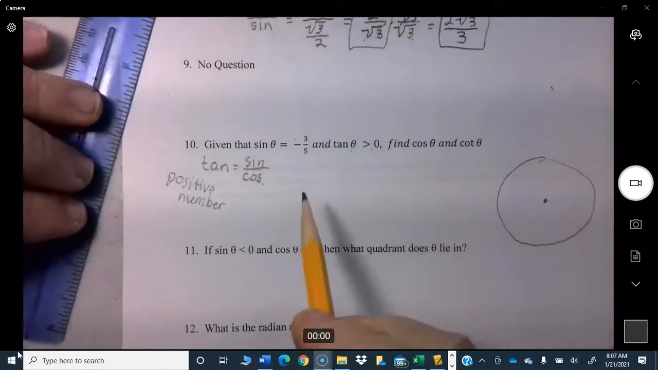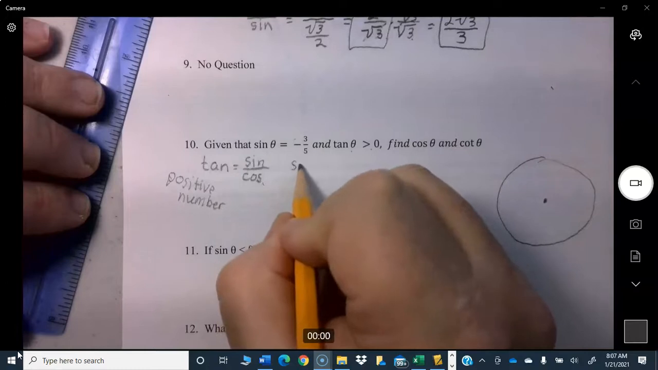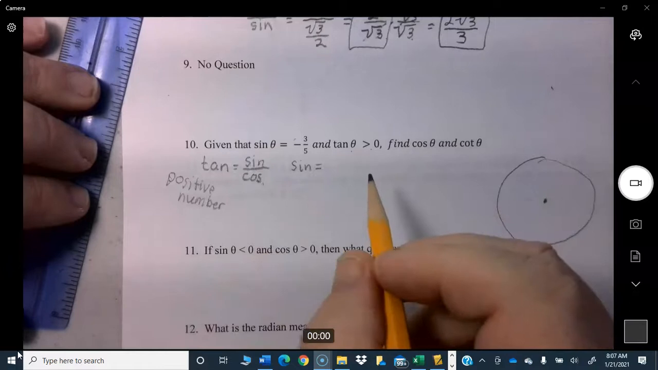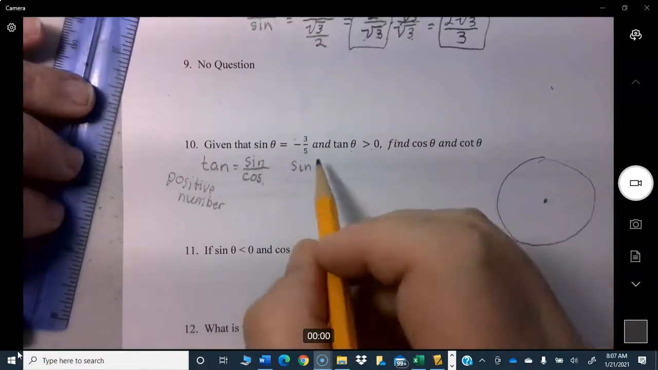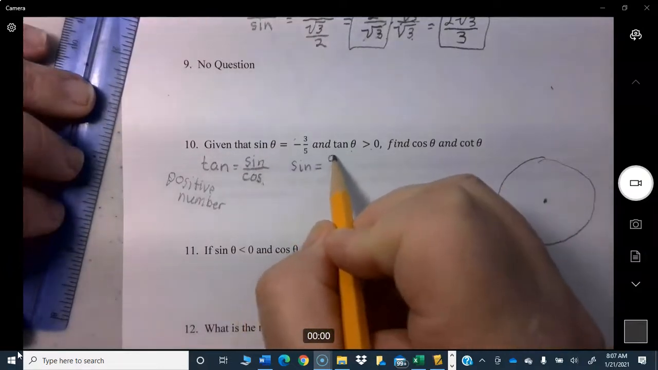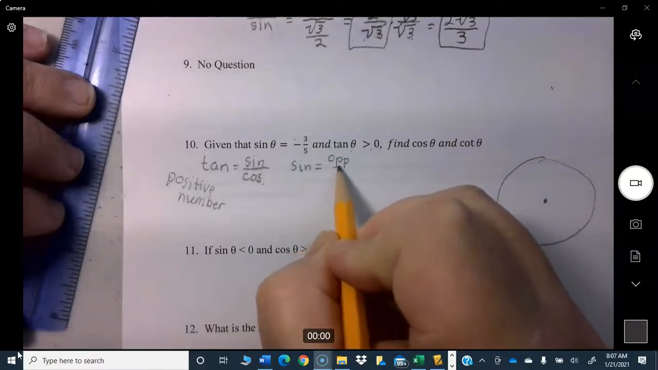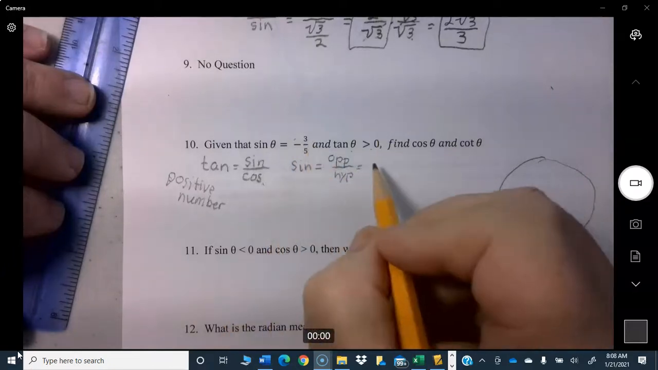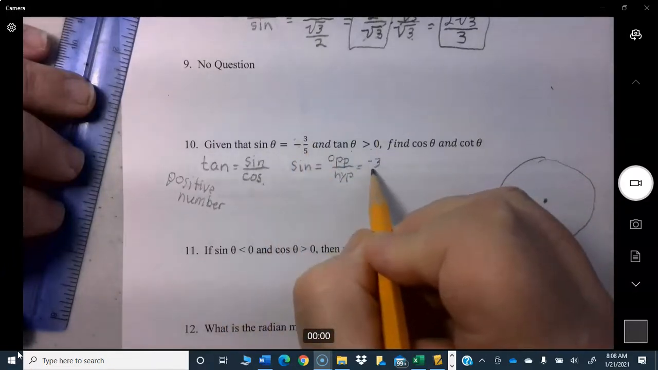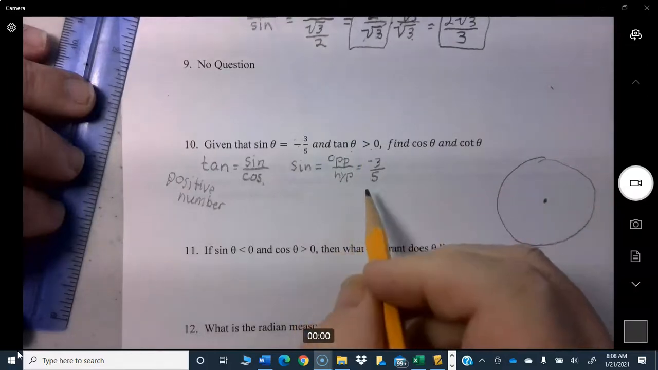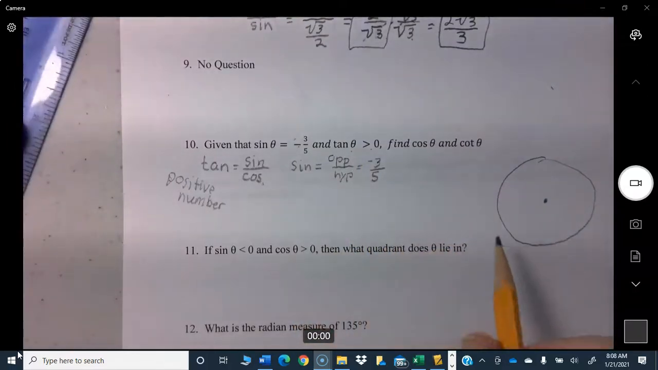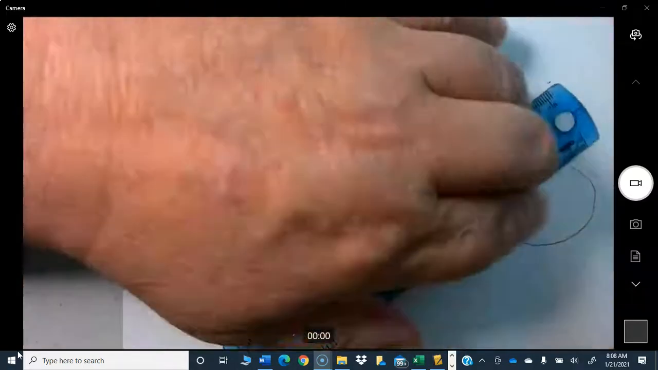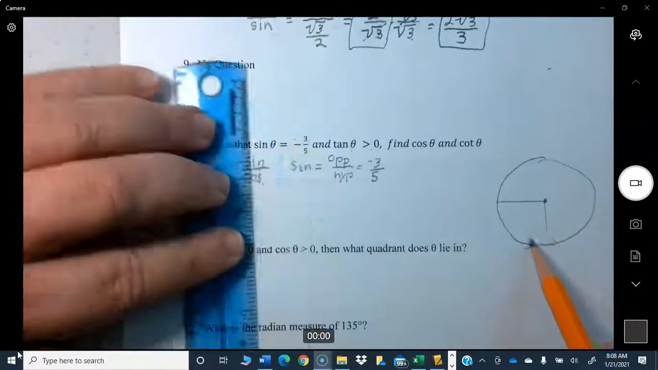Okay. And we remember that sine equals opposite over hypotenuse. So that means it's going to be -3 is the opposite and 5 is going to be the hypotenuse. The hypotenuse always has to be a positive number. Now, since we know both sine and cosine are negative, we know that this is going to fall somewhere in this quadrant over here.